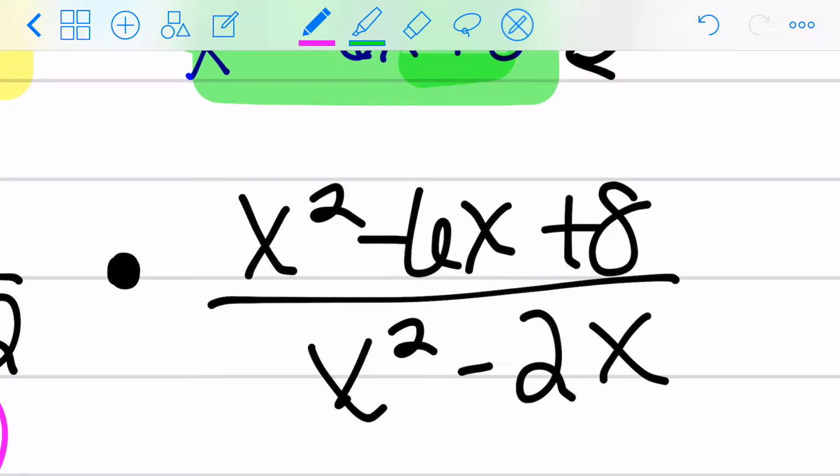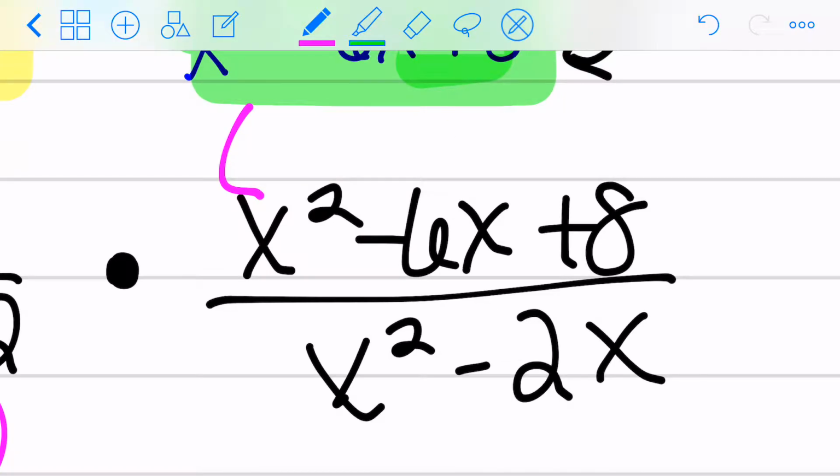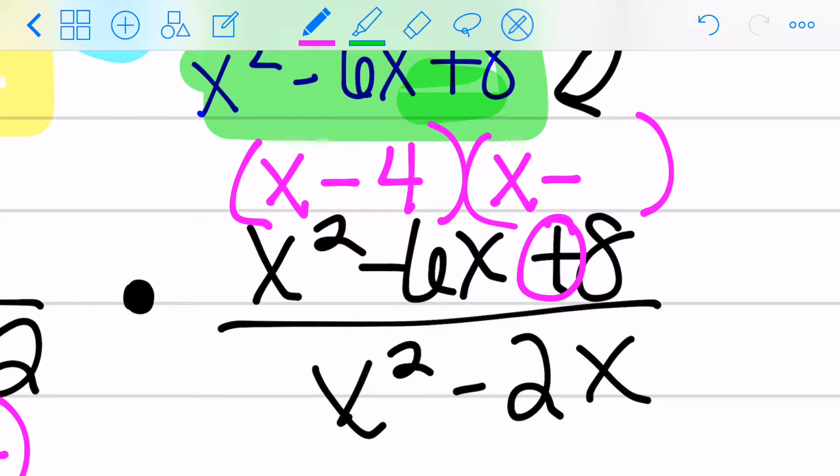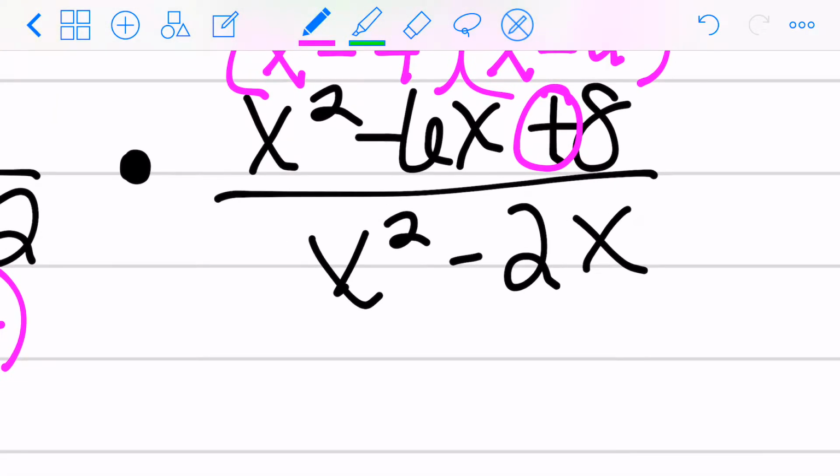Then in the numerator here, I can factor. What are factors of 8 that are going to add to give you a -6? That means they have to have the same sign, negative. Factors of 8 would be 4 and 2. -4 times -2 gives me a +8, but -4 minus 2 gives me a -6. And on this one, I can factor out an x, so I'm left with x minus 2.